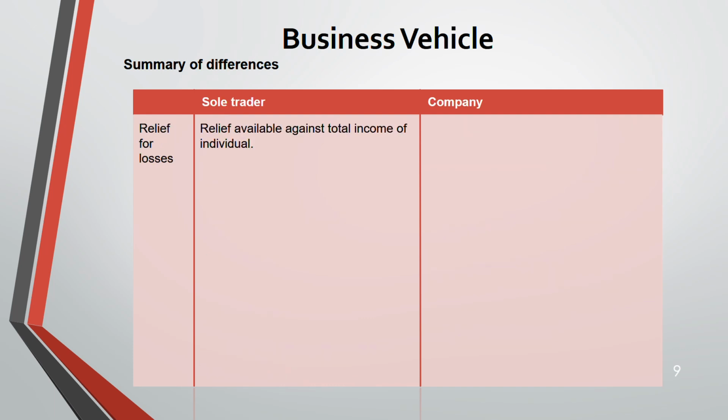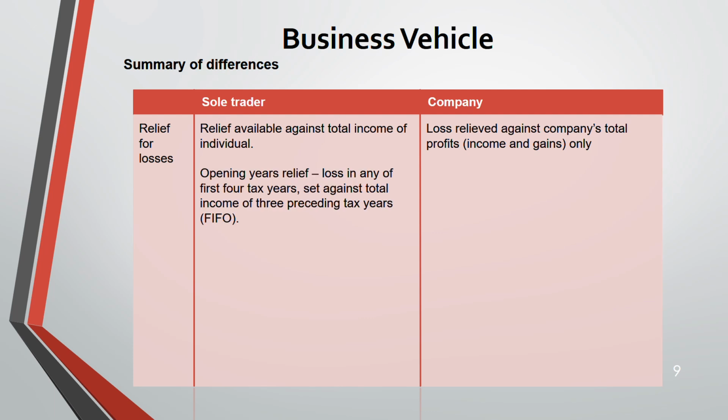A sole trader will get relief against total income. They will get relief against total profit. That means income and gains only. Next, opening year relief is there for a sole trader. Okay. So a loss in any of the first 4 tax years is set against the total income of the 3 previous tax years on a FIFO basis, earliest year first. There is no opening year relief for a company.